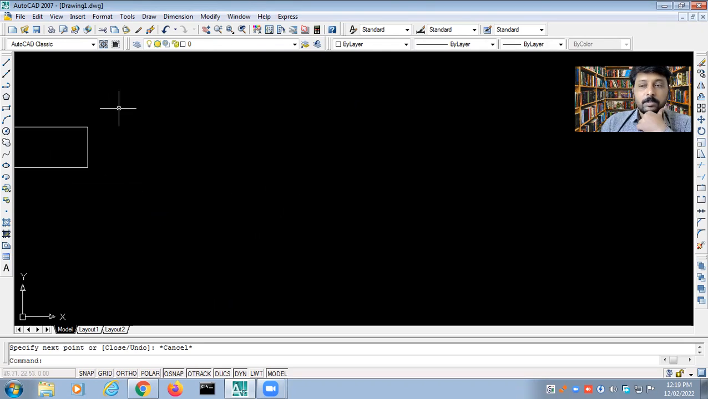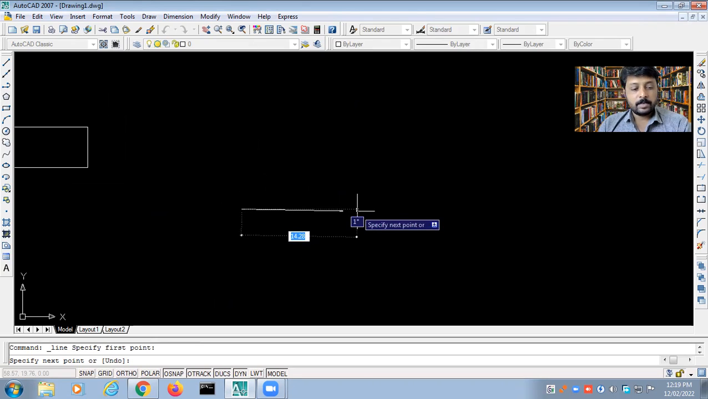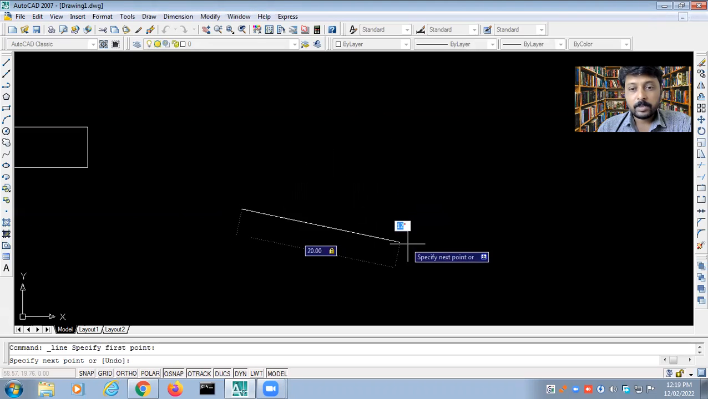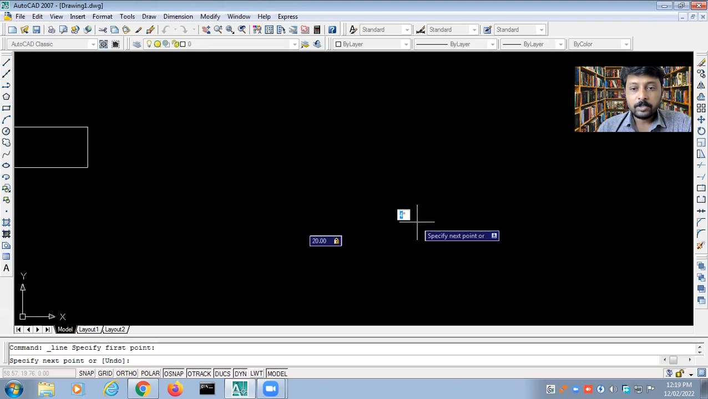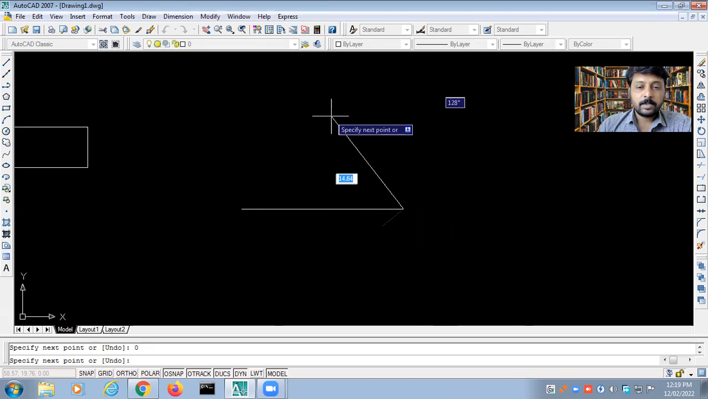Now let us try to draw a triangle. First, specify the first point. This is the first point. Let us say the triangle has a base length of 20 mm. So type 20 and use the tab key for the angle. The length is fixed now, but you can see the angle is changing. We want it horizontal, so we take it as 0, and it is completed.